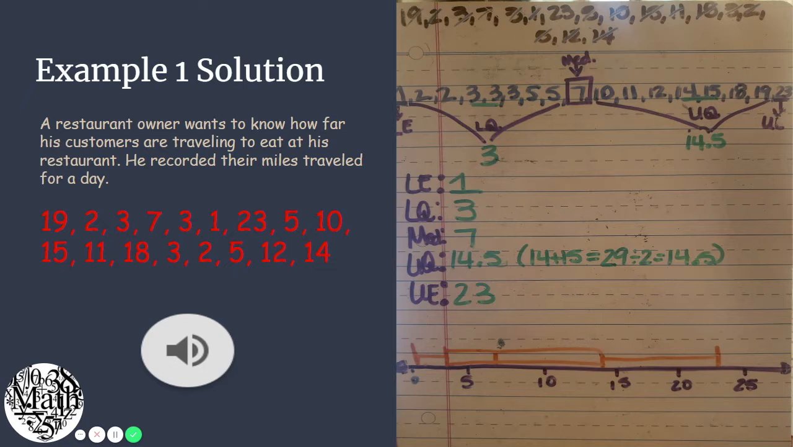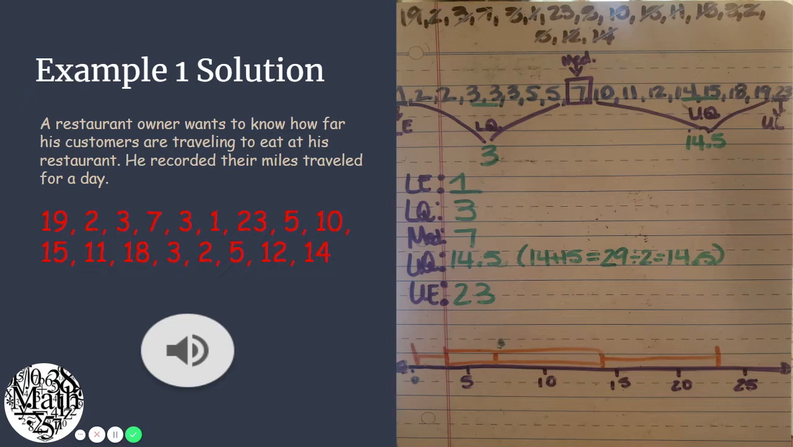Once you have put your numbers in ascending order, you now can locate the 5 main components needed for a box plot, which are your lower extreme, your lower quartile, your median, your upper quartile, and your upper extreme. The 2 easiest to locate are your lower and upper extremes. The lower extreme is your smallest number within your set of data, and your upper extreme is your largest number that's located within your set of data.